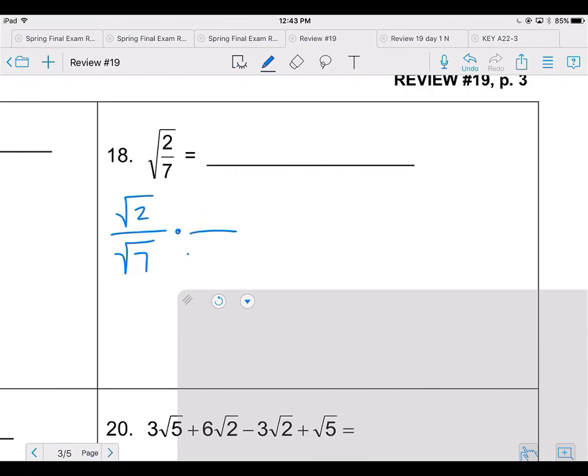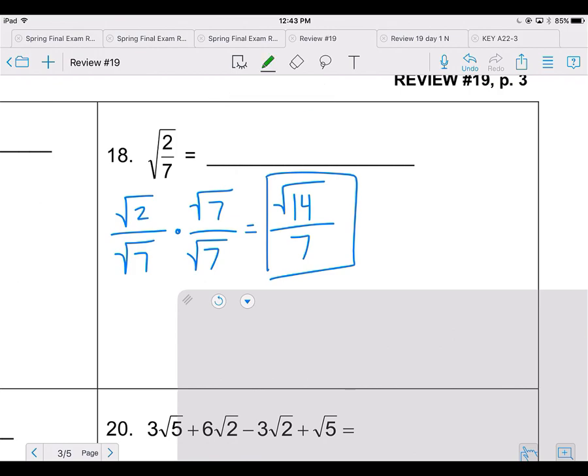I have to get rid of the square root in the bottom, so to get rid of it, I'm going to multiply it by that same number because the square roots will cancel. Whatever I do to the bottom, I must do to the top. On the top, the square root of 2 and the square root of 7 are both inside the square roots, so we multiply. 2 times 7 is 14. On the bottom, my square roots cancel, and I have 7. Now the square root of 14 is under the square root. 7 is outside of the square root. There's nothing I can do to simplify them because they're not in the same positions. So I'm done with that problem.